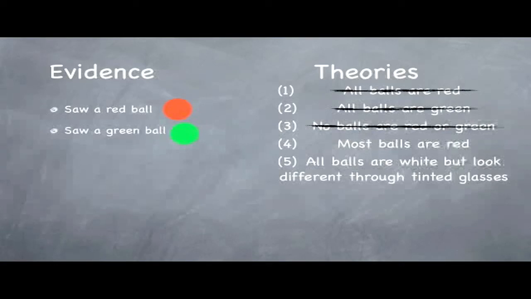It says most balls are red. We have a green one, so that doesn't contradict it. It could still be true. And the fifth one could also still be true. So we leave those alone. Alright, on to our next piece of evidence. We're going to add in the fact that we weren't wearing glasses. So now we can rule out number 5, because we weren't wearing glasses, but the balls weren't white.